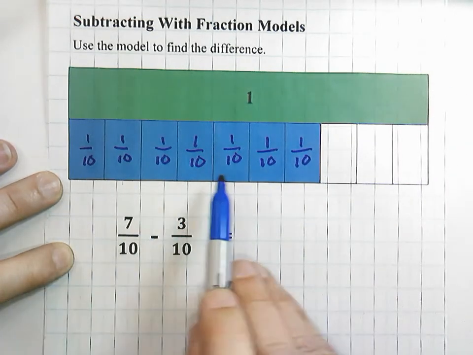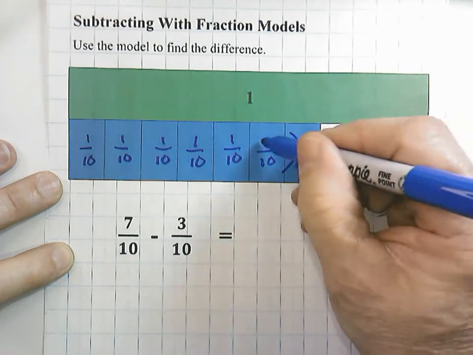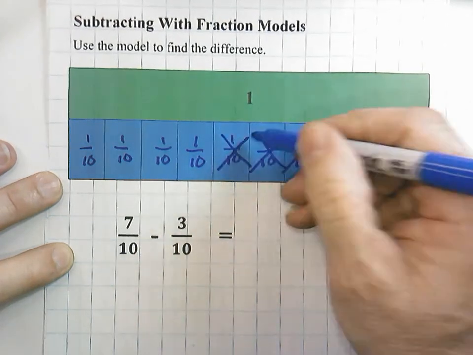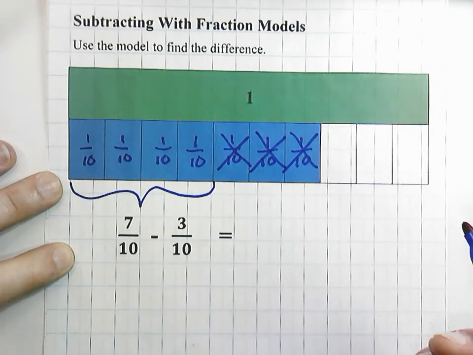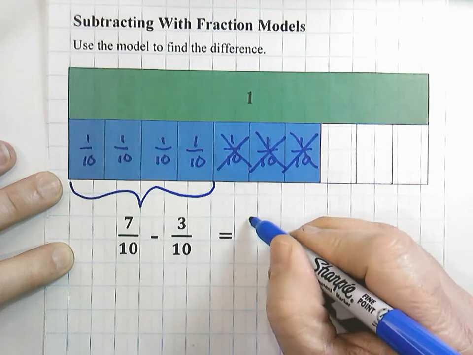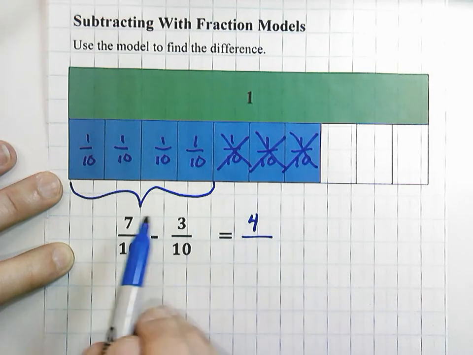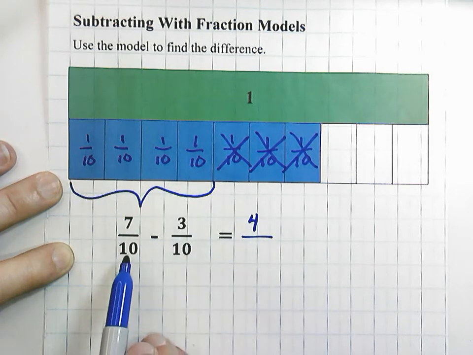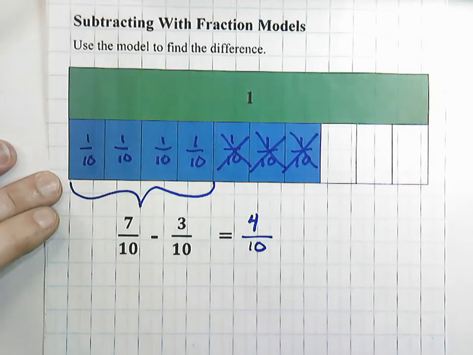So here we have our tenths. We have 7 of them, and we're going to take away 3. So we'll take those away, and these are the ones that we still didn't cross off that we have left. Notice that we have 1, 2, 3, 4, right? And what do we have? We have 4. All of these are tenths. So boom, boom, boom. Our answer is 4/10.